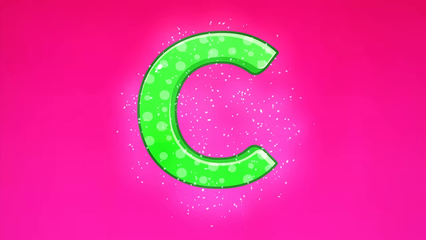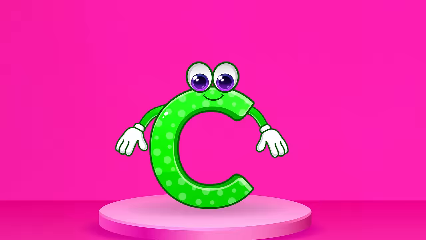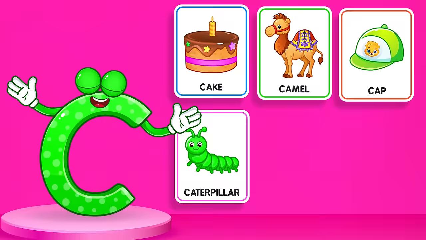C. Cake. Camel. Cap. Caterpillar. Coconut. Cookies. This is C. C is for cake. Camel. Cap. Caterpillar. Coconut. Cookies.